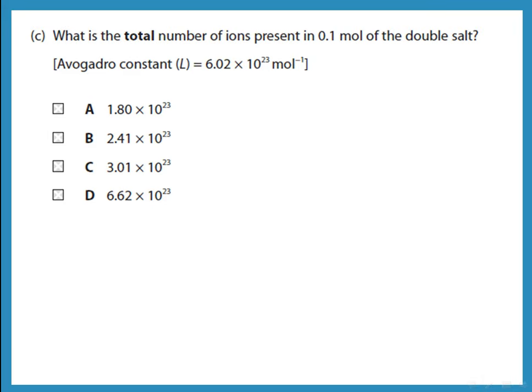Okay, now he's saying what is the total number of ions present in 0.1 mole of double salt? We said for total number of something, atoms or ions or molecules, you have to multiply the number of moles by Avogadro's constant. So if I have 0.1 mole of this, how many total number of ions? Well, let's see. 1 mole has how many ions? It has 2 ammonium, 1 Fe2+, and 2 sulfate ions. So these are the ions from 1 mole. That means 2, 3, 4, 5. I have a total of 5 ions.